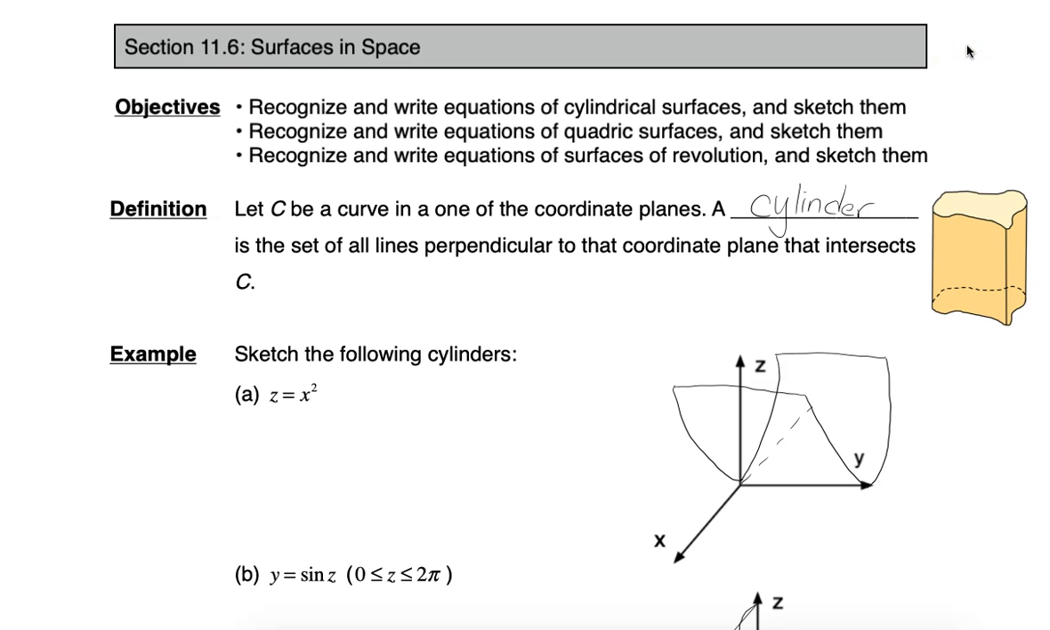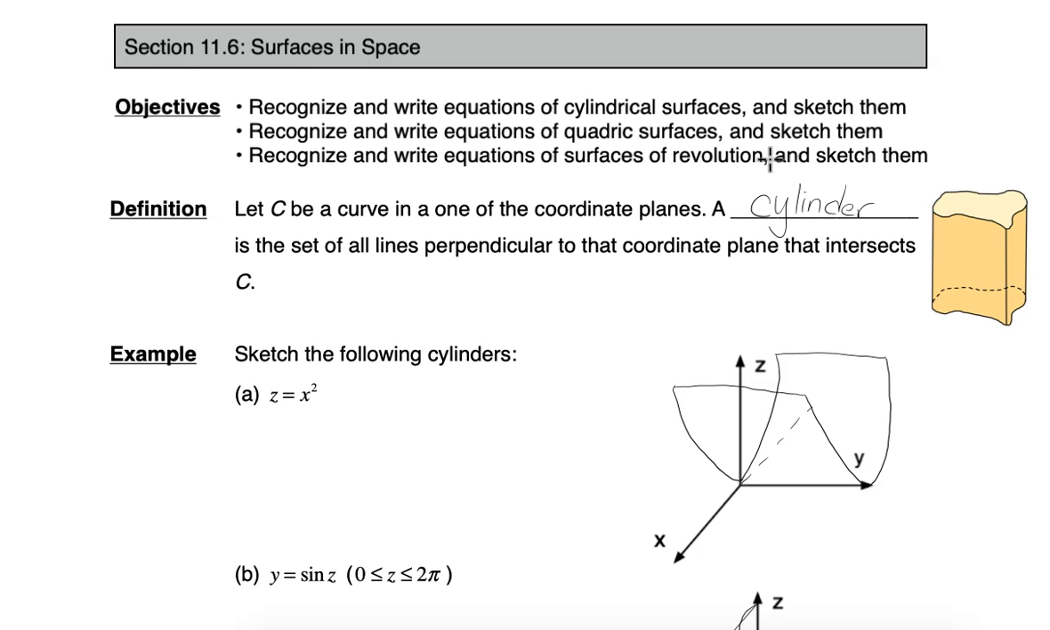So today we're having a look at section 11.6, which is surfaces in space. For the moment we've discussed one surface, which is planes, and today we are expanding that notion to three other types of surfaces, which you can see here: cylindrical surfaces, quadric surfaces, and something you remember from AP Calculus, surfaces of revolution.